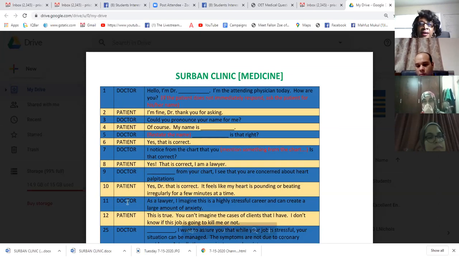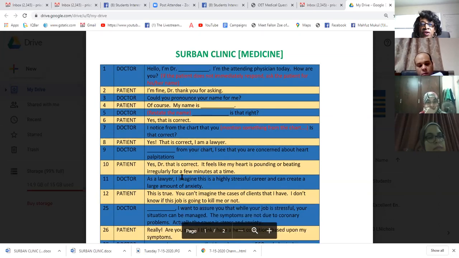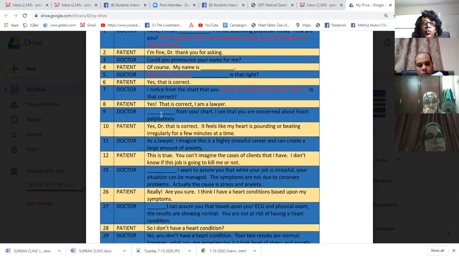Now we're down here, and if you see something in the chart, you confirm it with the person's name. Empathy is built by using the patient's name. This is how you build empathy. Building empathy means using the patient's name. So then the patient says, yes, doctor, that is correct. And then we go on here.